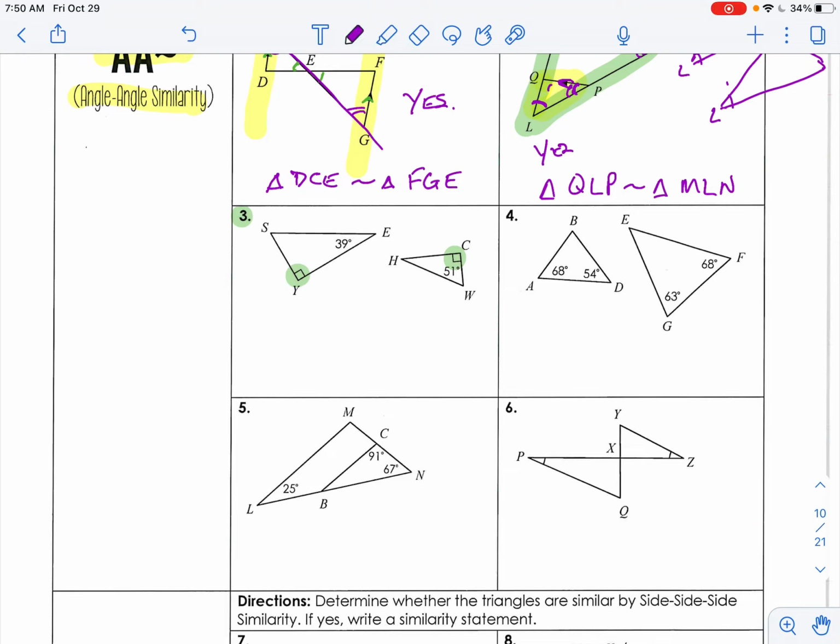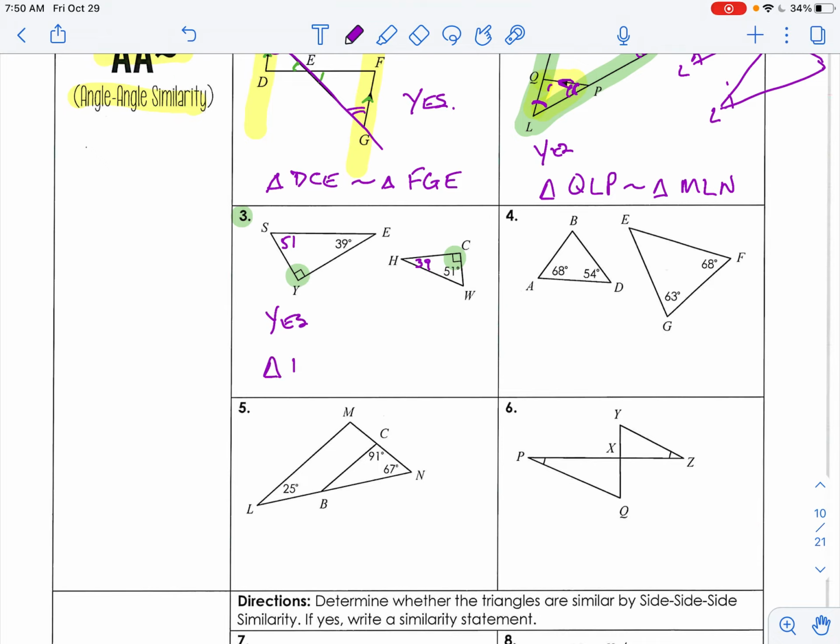Now, this one, they're asking you then, triangle sum theorem. What I have to do is find the other angle to determine what goes on here. If you take 180 minus 90 minus 39, I do get 51. And here I would get 39. Again, is that similar? Yes, by AA, even though it's all three angles.